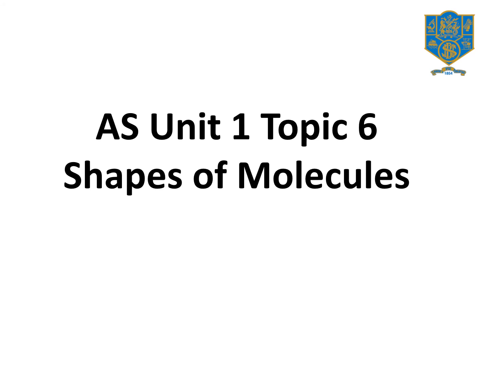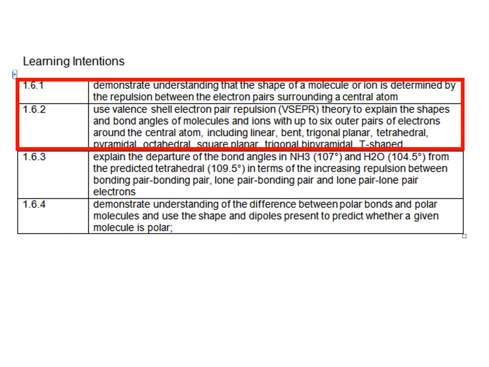CAS Unit 1 Topic 6 is on the shape of molecules. In the first section, we're going to look at the valence-shell electron pair repulsion theory.